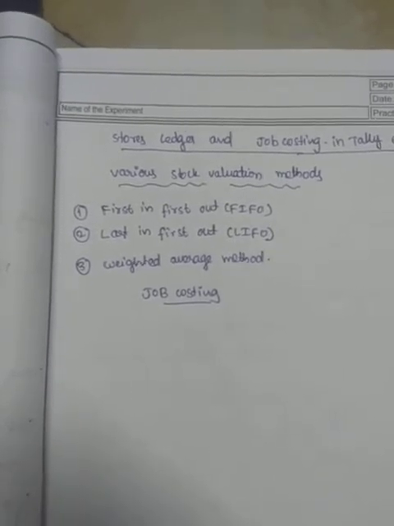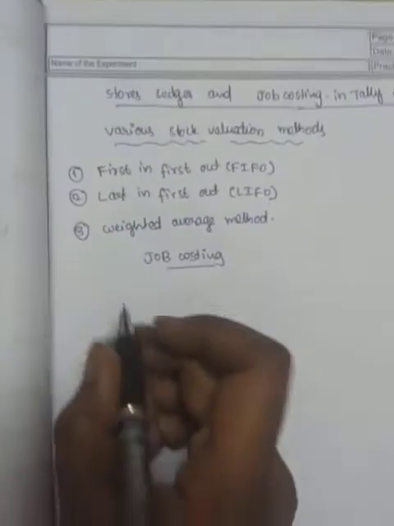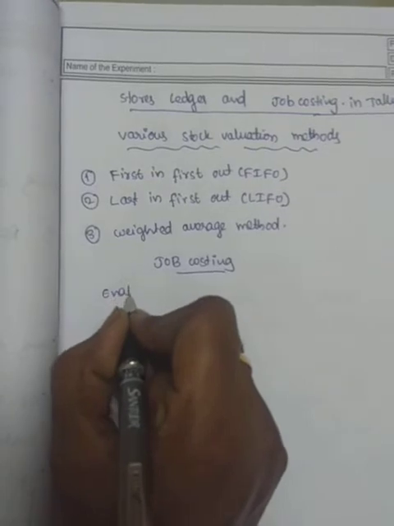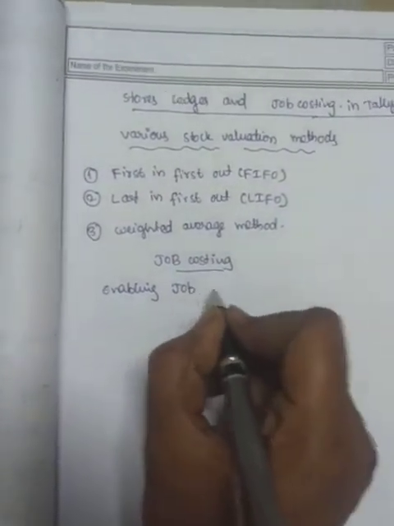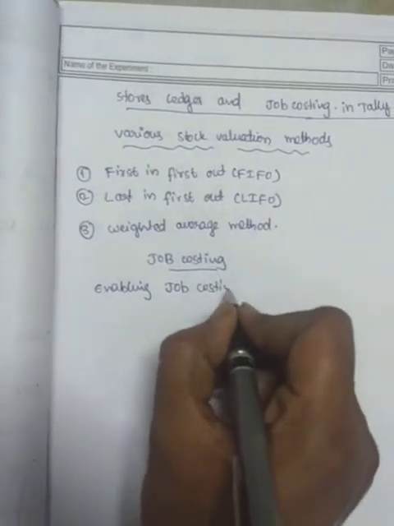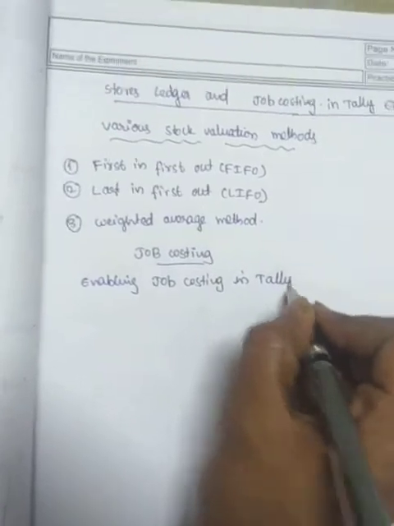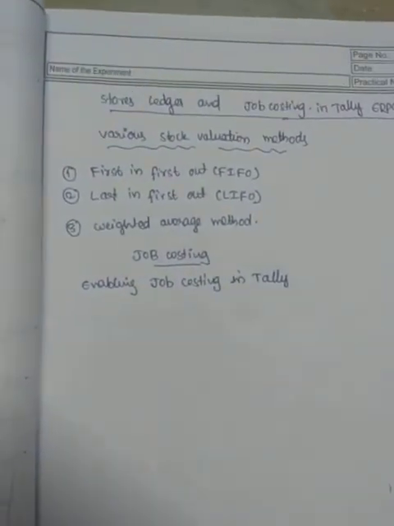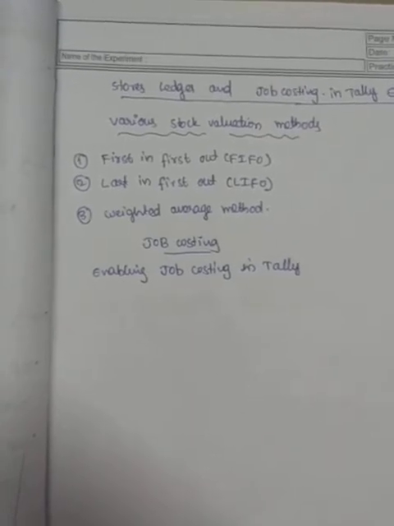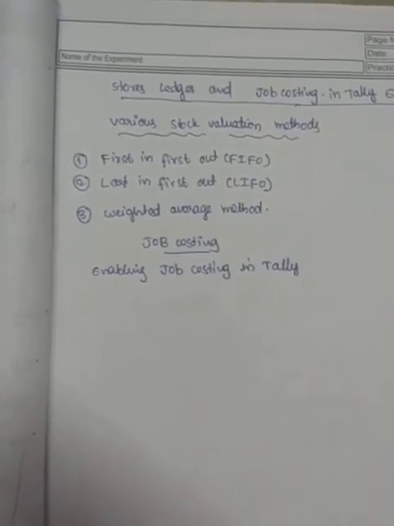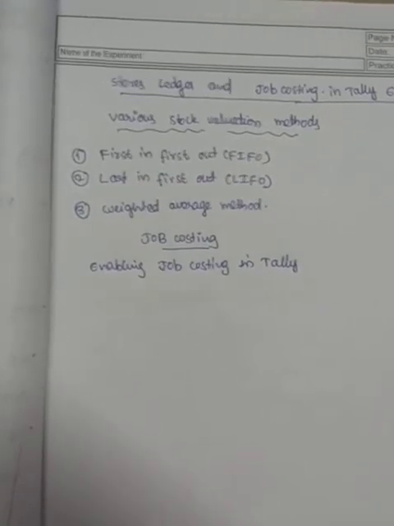So how to enable job costing in Tally? The job costing feature in Tally is used to track all income and expenses of a project. Each project or job is created as a cost center.